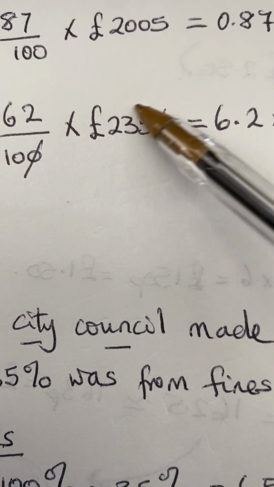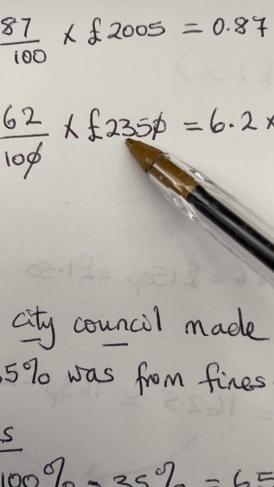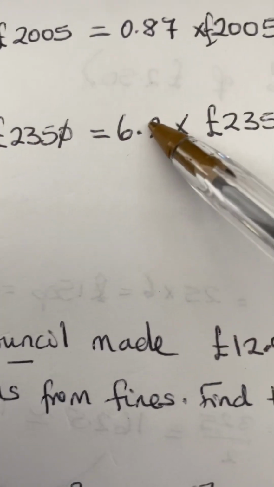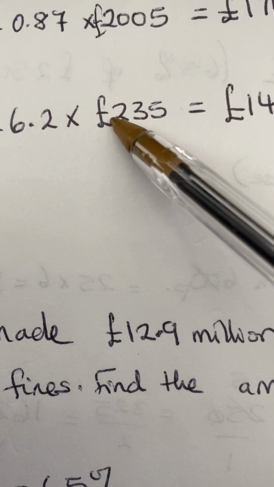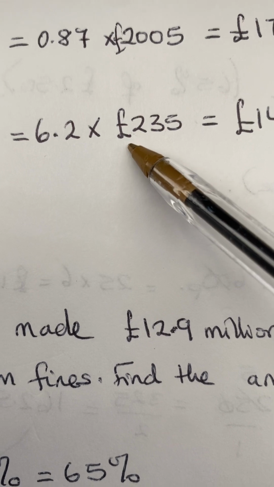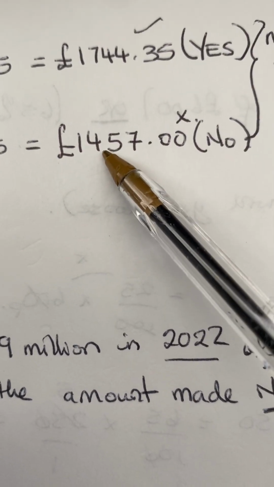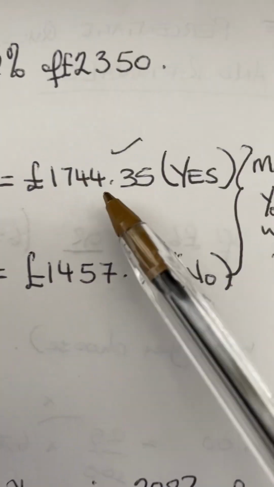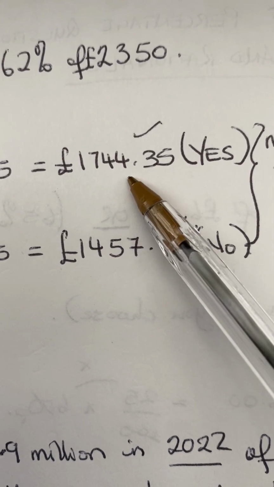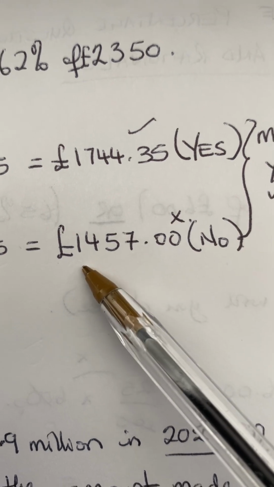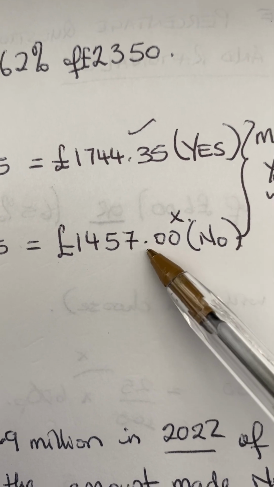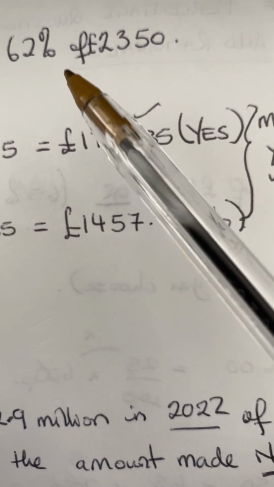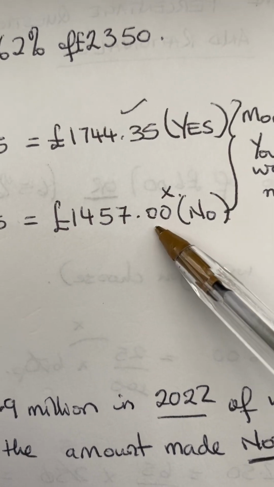How many tens are in this 2350? 235. Okay, so now I have 6.2 times 235. On my calculator it gives me 1457.0. So now I'll rather win 1744.35 than 1457.00 pounds. It is money, so remember that your answer should be in pounds.